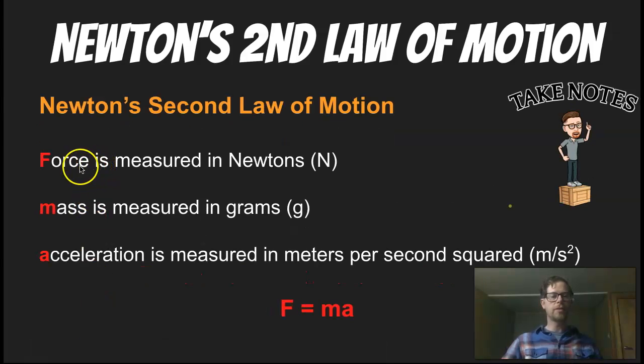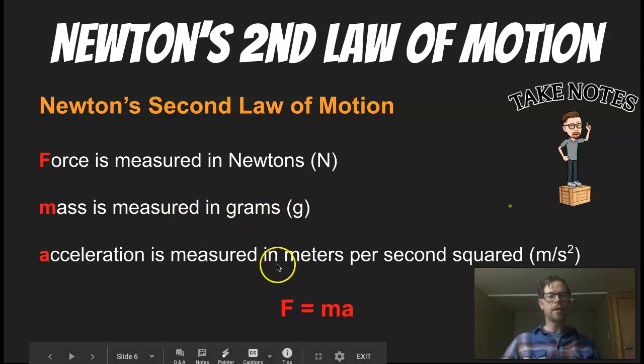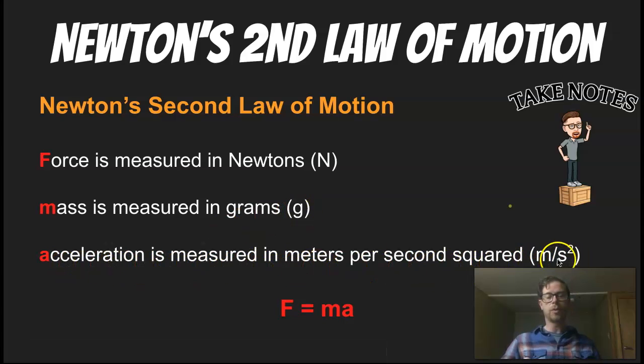And of course, let's remember our units. Force is measured in newtons in the metric system, capital N for newtons. Mass is measured in grams, although to make the units work properly here, we usually want to use kilograms. And then acceleration is measured in meters per second squared. So those are your units.